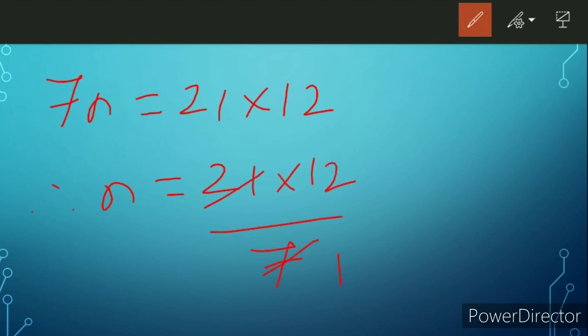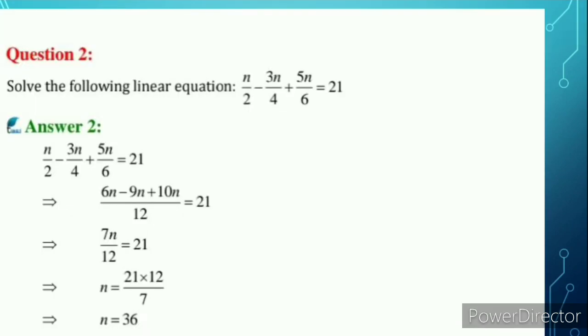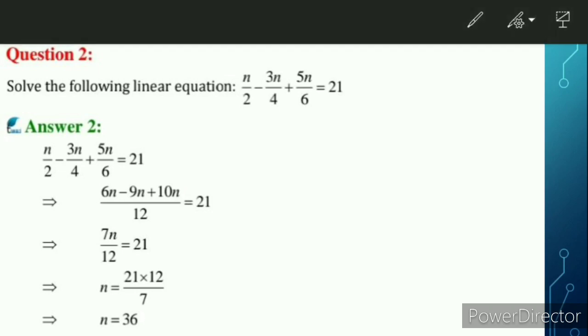7 one time, 7 three times in the numerator. So 12 threes are 36. n equal to 36 is the solution of this equation. Got it? I took the LCM for all the denominators and converted into like fractions, and as usual how we solve equations using the transposing method, that method we followed.